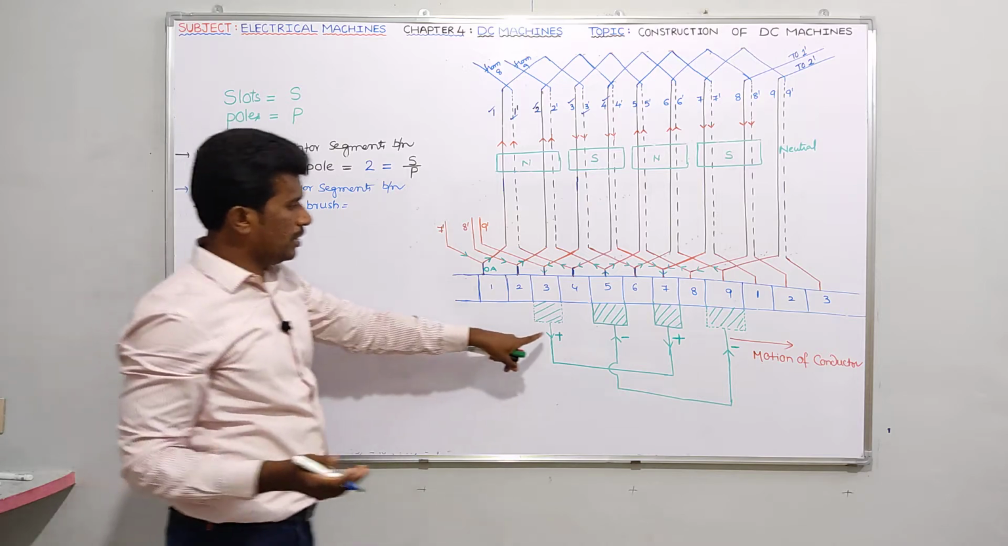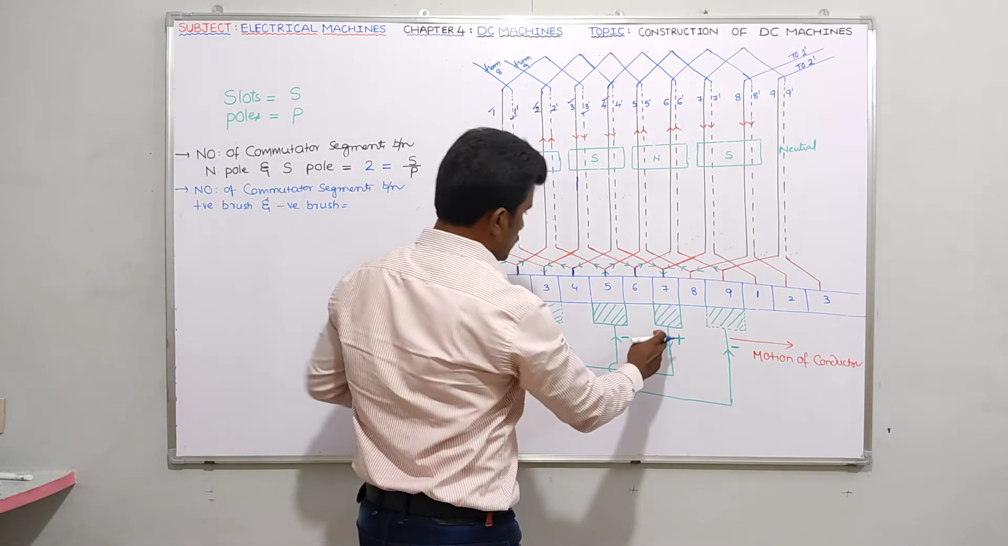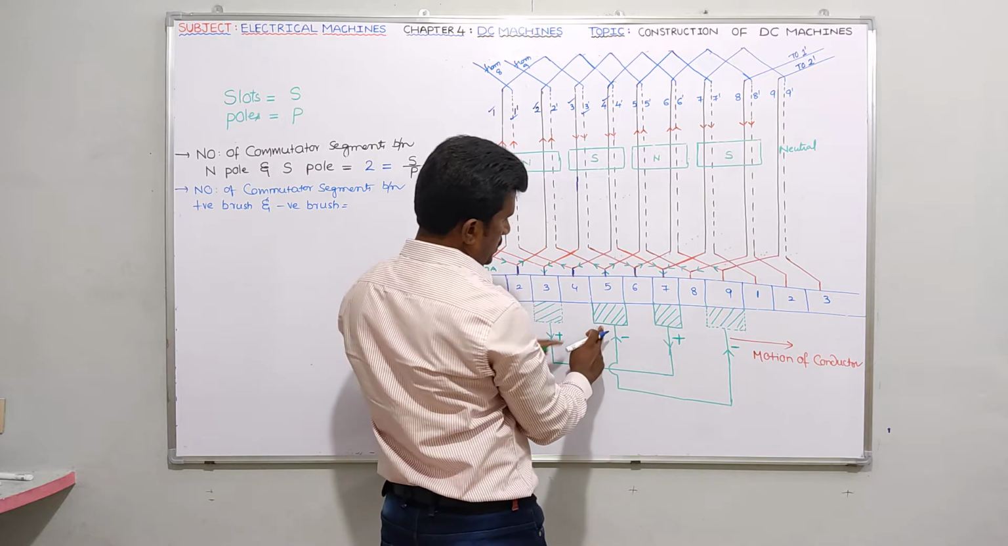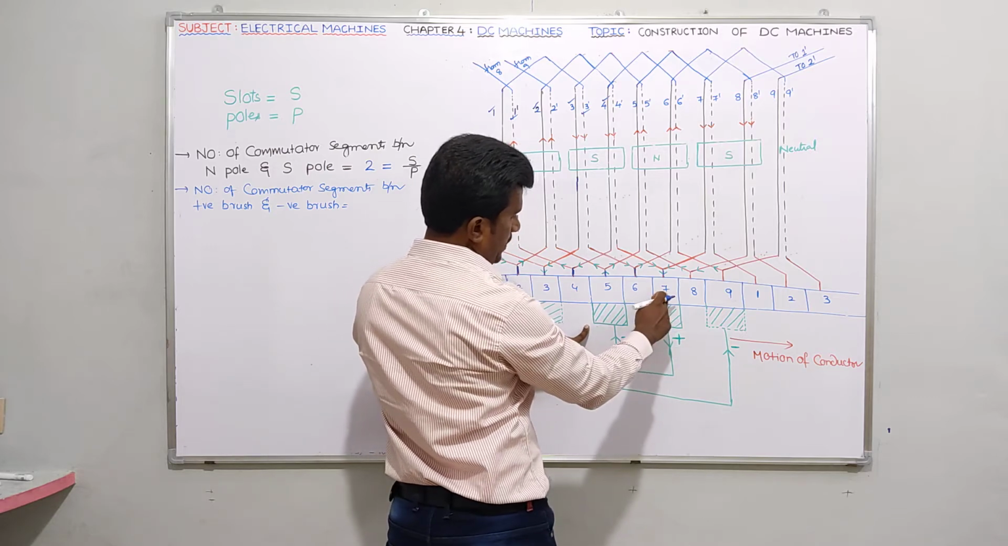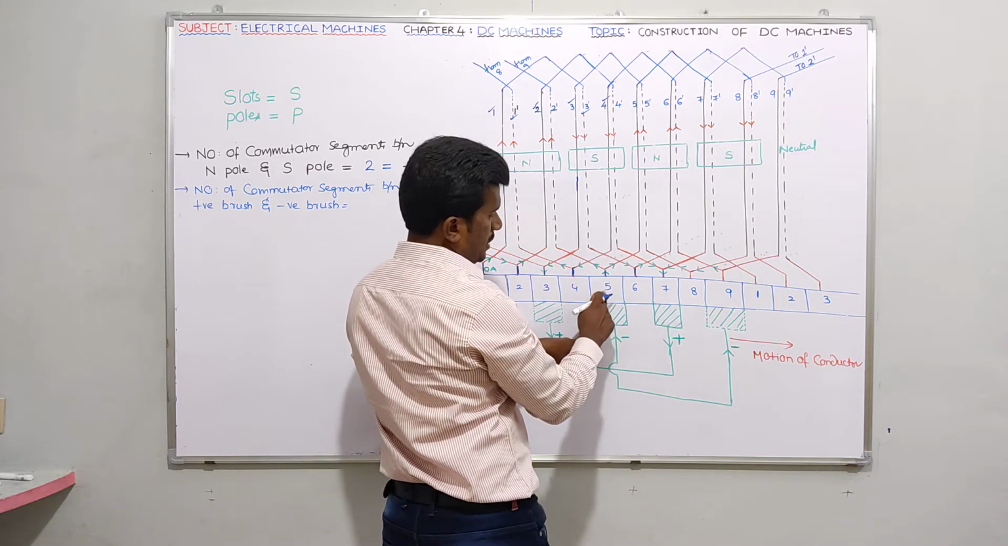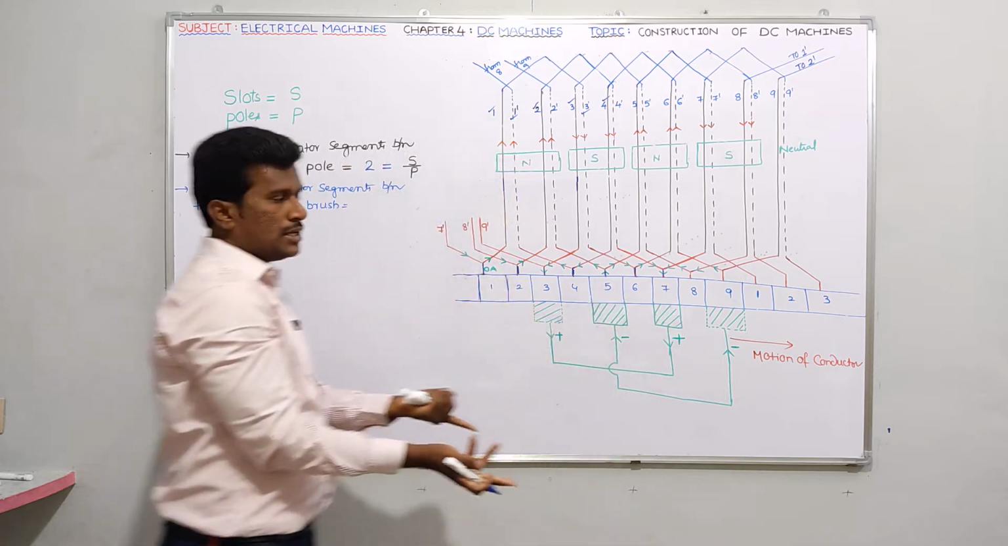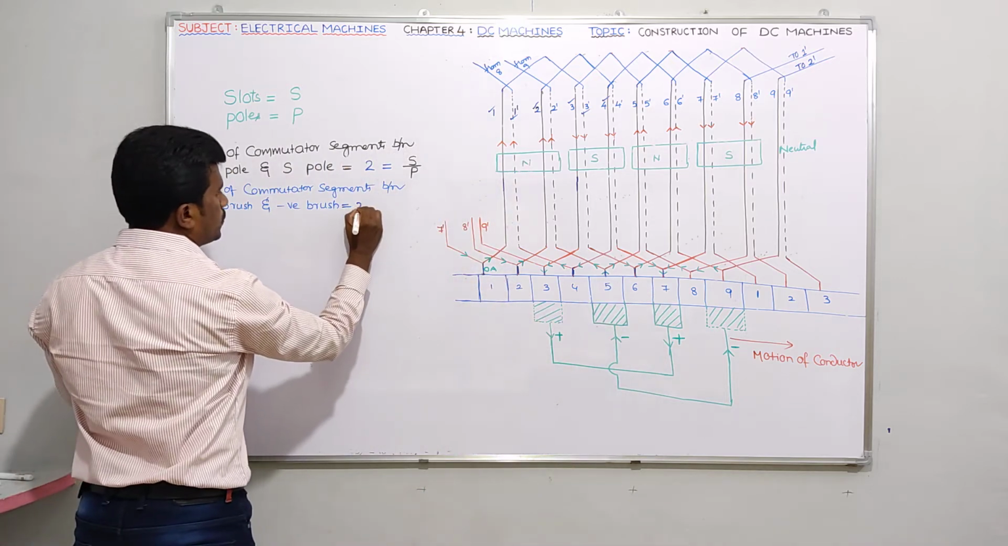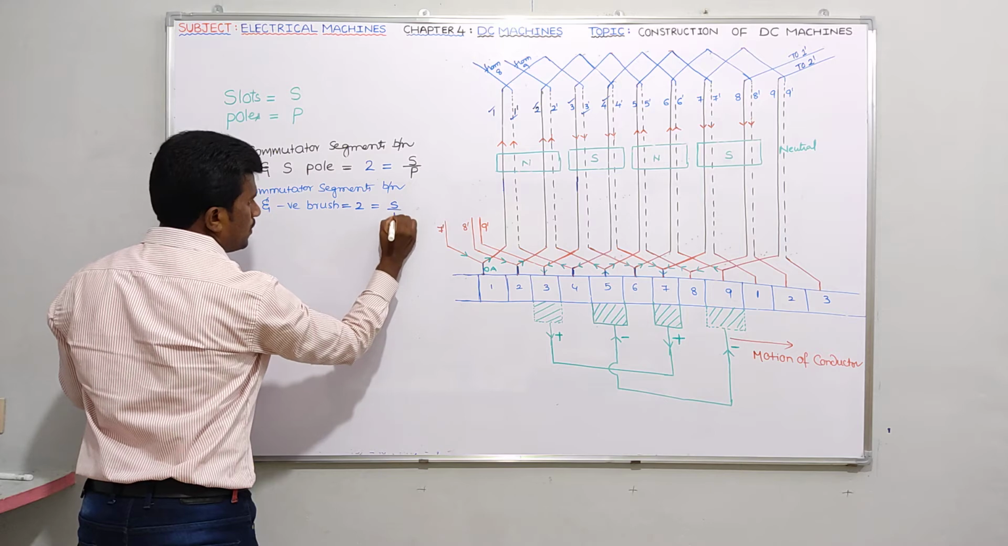Once again, please, if you want, you can compare this one. This is what I can say positive brush. This is what I can say negative brush. So positive brush means 7th segment. Negative brush means 5th segment. 7 minus 5, 2 once again. 2 means how can you write this one? Slots per pole only. Slots per pole only.